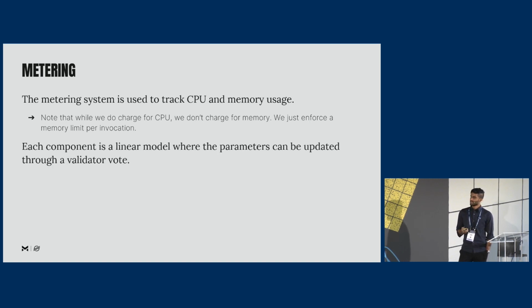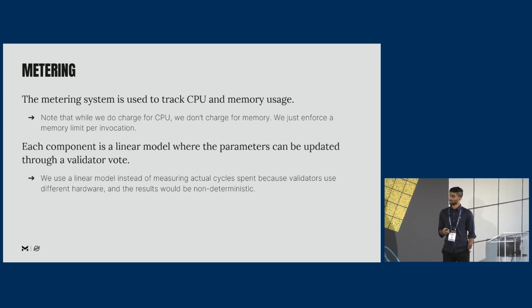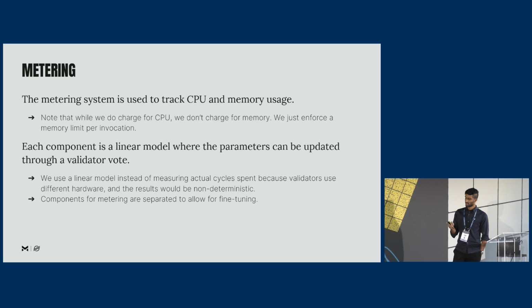And we don't expect contention on memory even when we move to parallel transactions in the future. And the interesting thing about metering is that we use a linear model instead of measuring actual cycles spent, because the validators use different hardware and the results will be non-deterministic, which doesn't work for consensus. And we use a set of components for these linear models. So an example of a component would be SHA-256 or Int256 multiplication or VM instantiation. Each one is a different linear model. And this allows us to update the settings for these models, which allows for fine-tuning.